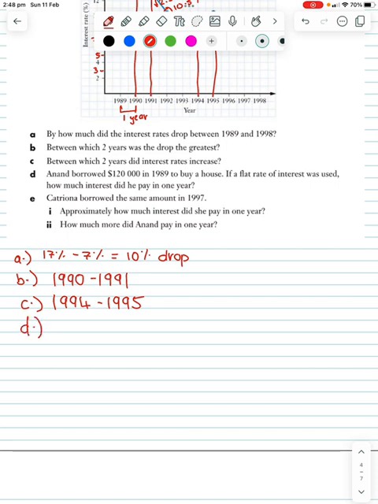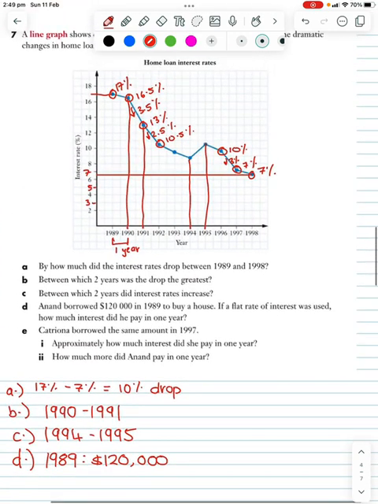So we've got Anand borrowing $120,000 in 1989 to buy a house. So we're going to say 1989, and he's borrowing $120,000. If the flat rate of interest was used, how much interest did he pay in 1 year? So we know from earlier that it's 17%.